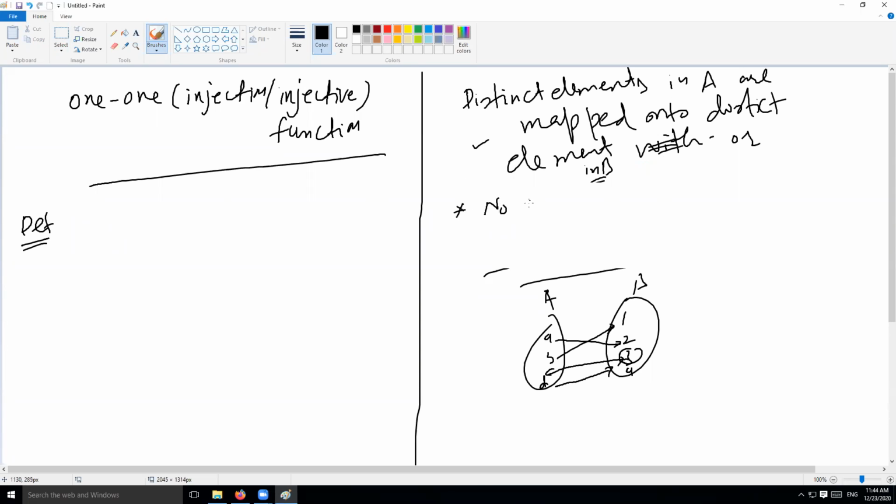So no two elements in A share an image in B. This would be the correct way to say it. Any two elements in A should not share an image. We see that C and D share an image, which is 3. So this is not a 1-1 function. But this is a layman's understanding actually.